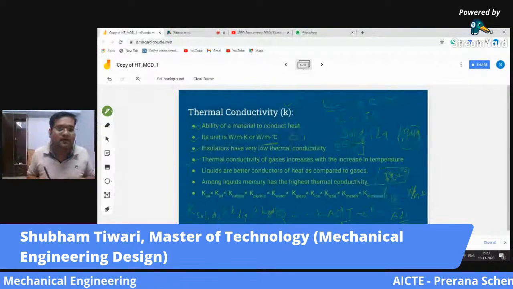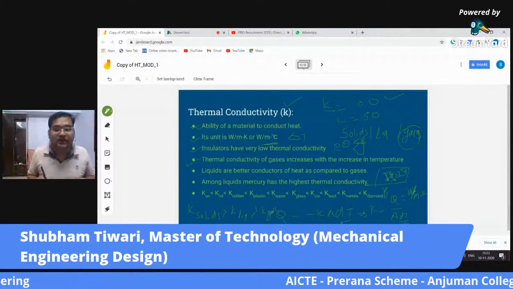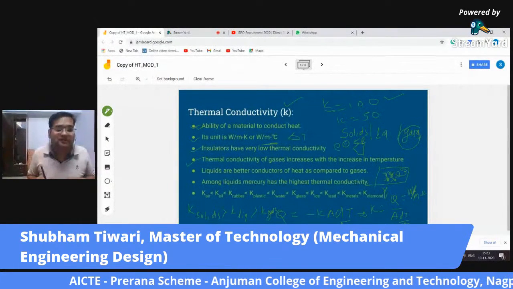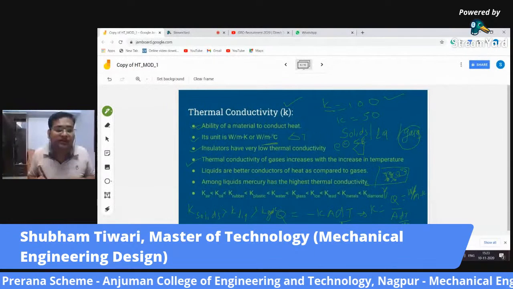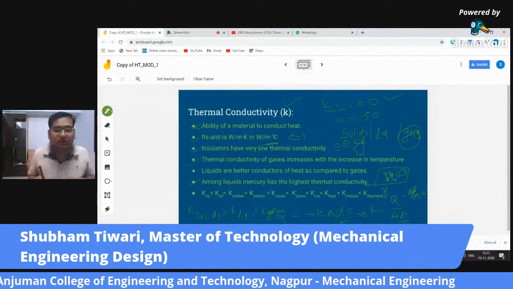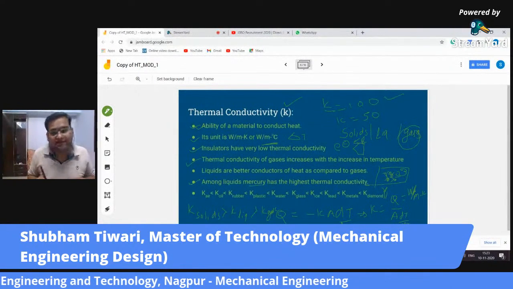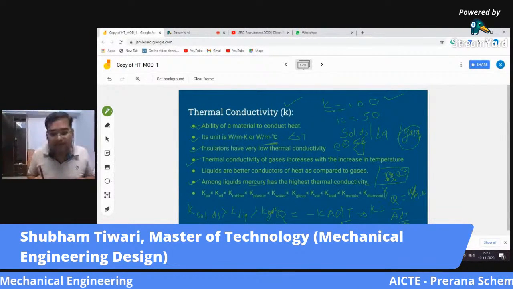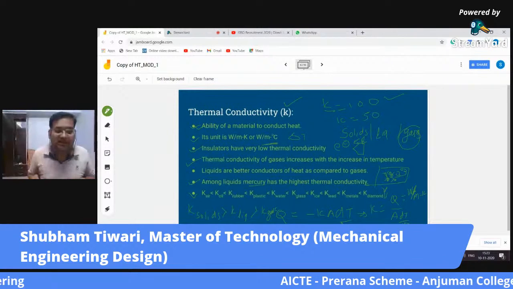Now liquids are better conductors of heat as compared to gases, as we have seen. Among liquids, mercury has the highest thermal conductivity, there is no doubt there, because mercury is a metal, it has free electrons, so it has to be the liquid with the highest thermal conductivity, and this is the final point.